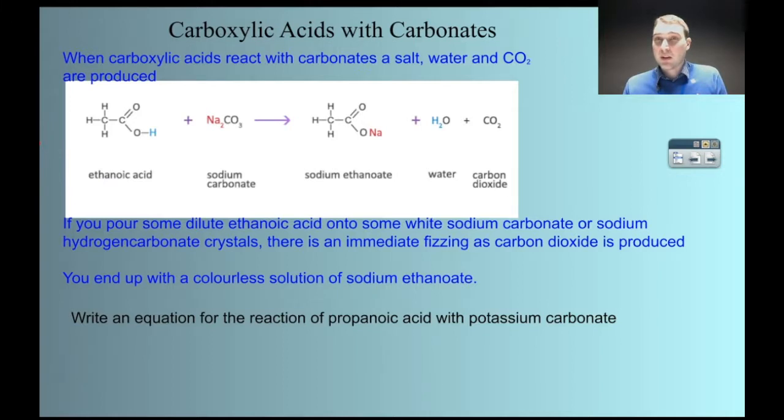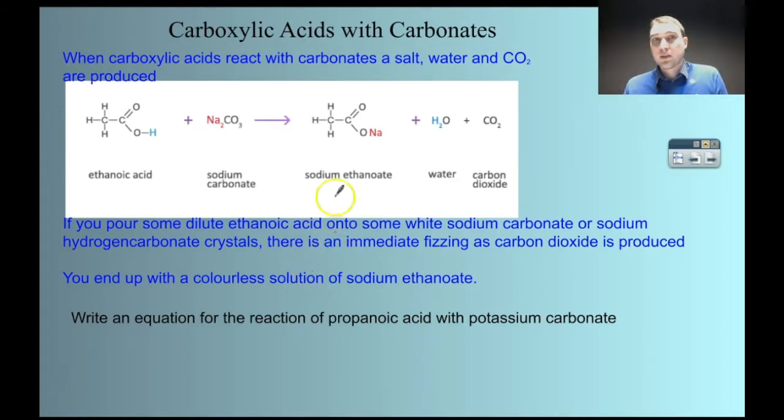Carboxylic acids will react with carbonates and produce carbon dioxide as well as a salt and water when they do that. So whenever you have an acid reacting with a metal carbonate, you get a salt plus water and an extra molecule here, carbon dioxide. So here's our example, ethanoic acid again. We're reacting it with a metal carbonate, sodium carbonate, and we get sodium ethanoate, so again our salt, plus water plus carbon dioxide. So this time, if you did this, you would see an effervescence. You would see carbon dioxide gas being produced, you would see it fizzing. So the reaction mix would fizz.